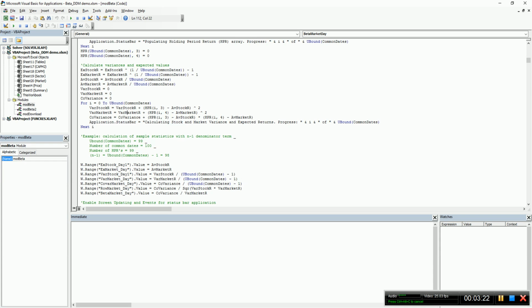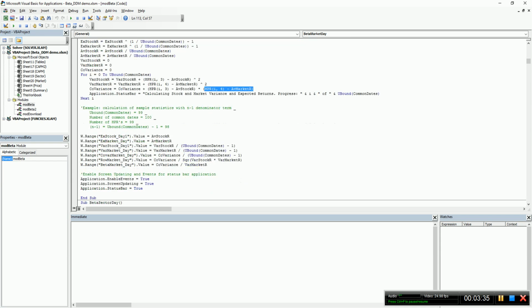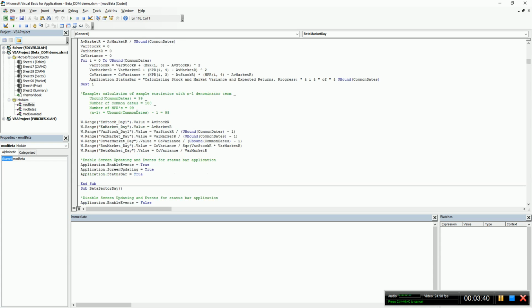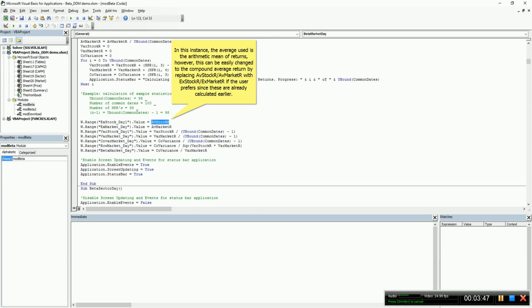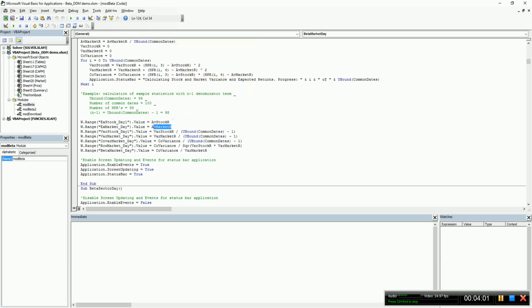Covariance, your normal covariance formula: you've got your stock here, the difference between the mean and the return, and then you've got your market here, the difference between the mean and the return, and then you're multiplying them together. And from there we can calculate our important statistics. So we've got the average or the expected return for the stock and for the market. We've got the variance for the stock, variance for the market, and then we've got the covariance row, which is our correlation, and beta, which is the important one.